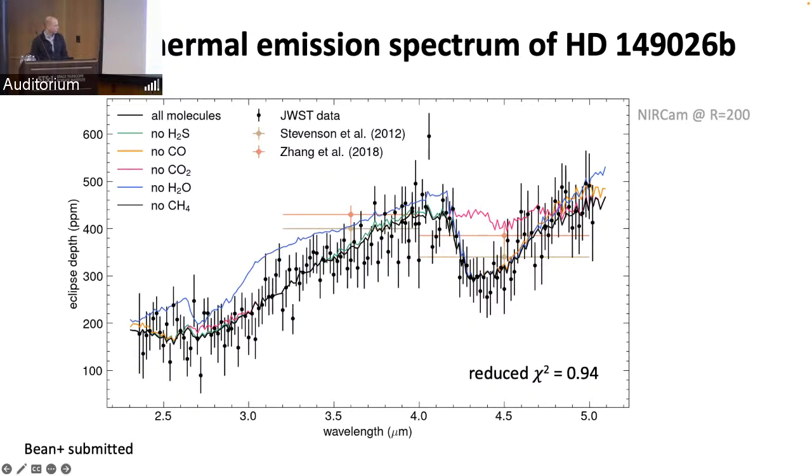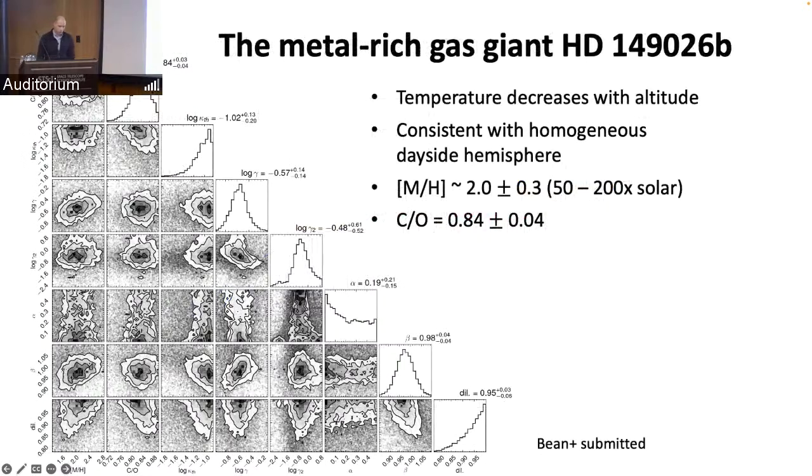We get a reduced chi-square approaching 1, so that's really great, but we are sensitive to other gases in the spectral range. So, for example, CO is present in the spectrum, but it's not as obvious because it's swamped by the CO2 feature. We're also sensitive to methane and H2S as well. So we have really good constraints on the molecular inventory of this planet and 2 really strong detections of CO2 and water.